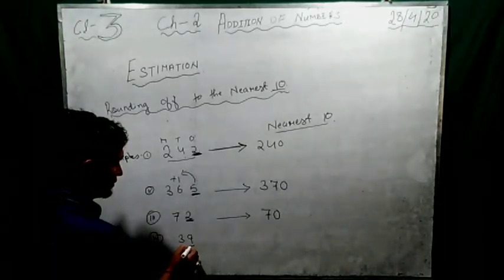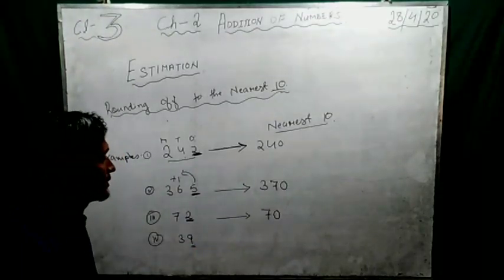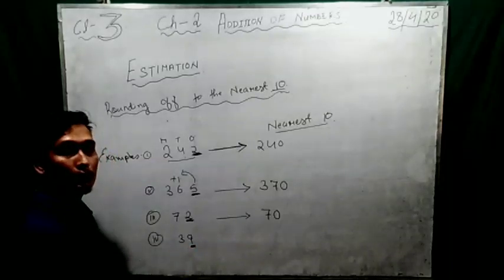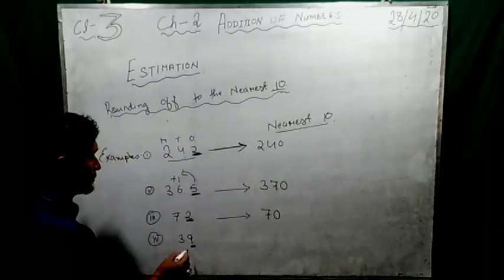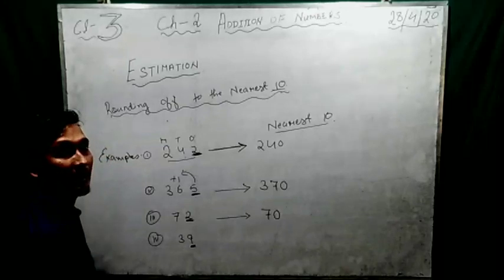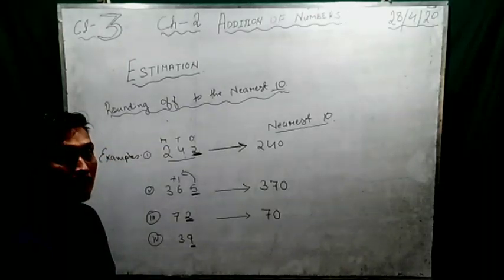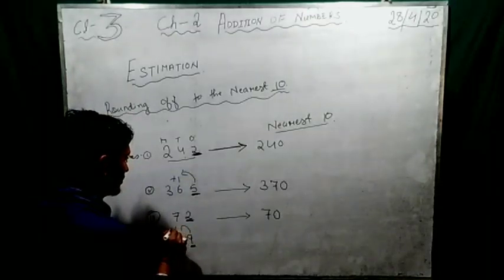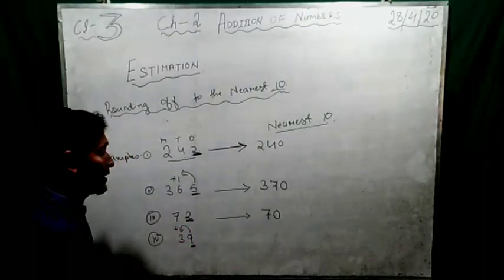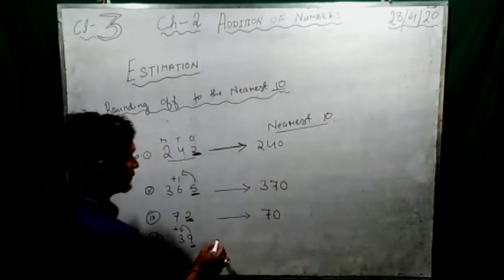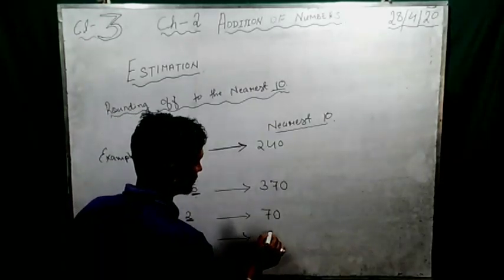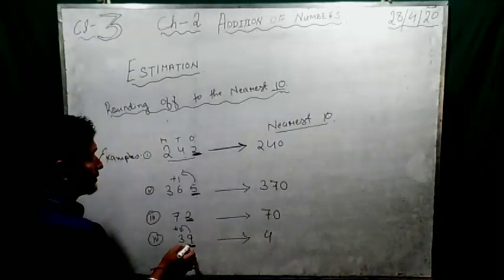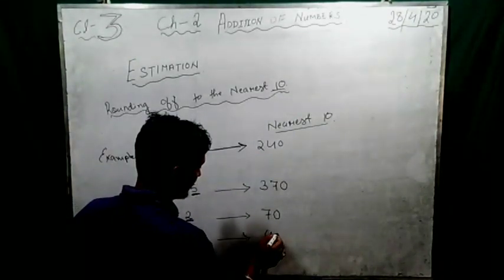So now see this one, 39. We have to see this 9, because we look at the ones place number. So this is 9. Is this 9 more than 5 or less than 5? More than 5. That means we have to plus 1 here, because this is more than 5. So 3 plus 1 is 4, and the ones digit will be replaced by 0.